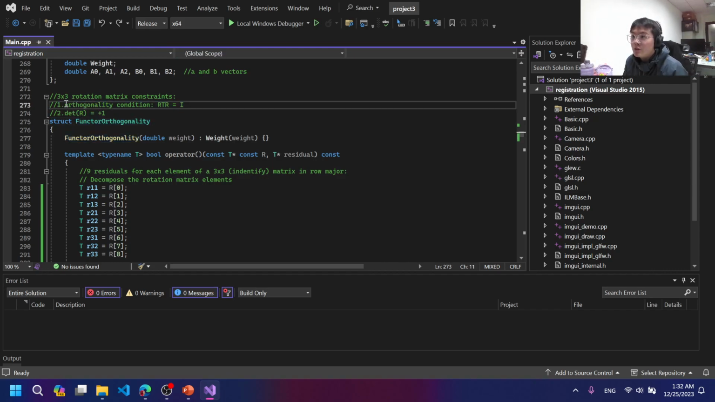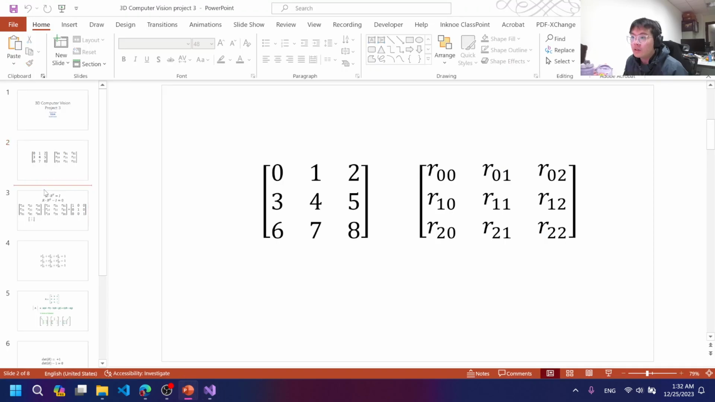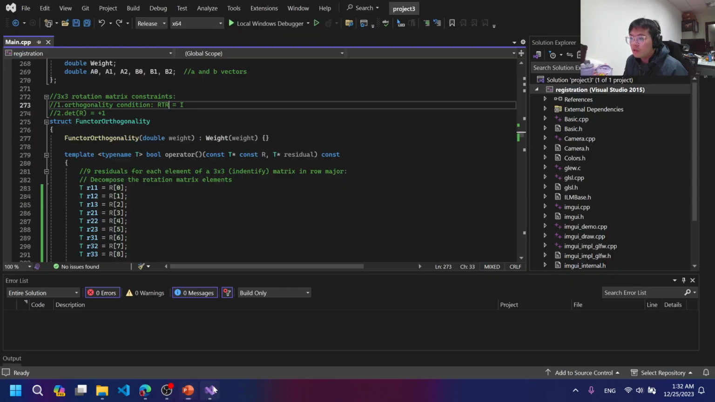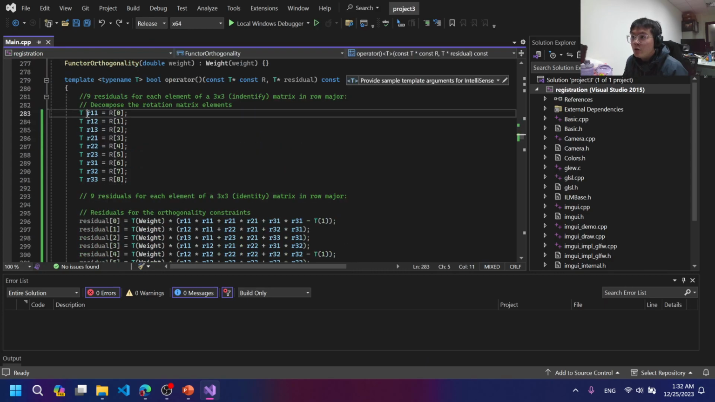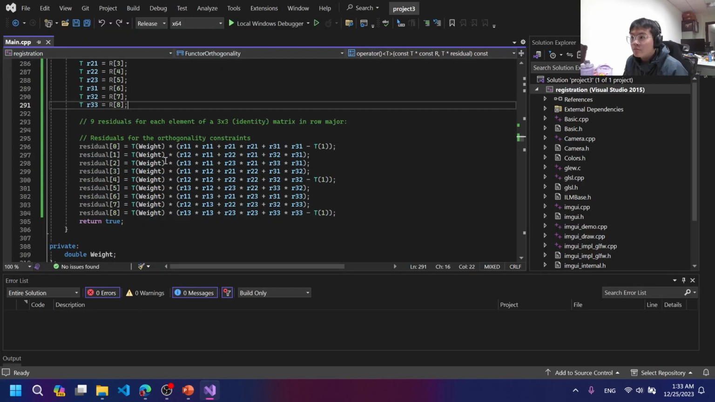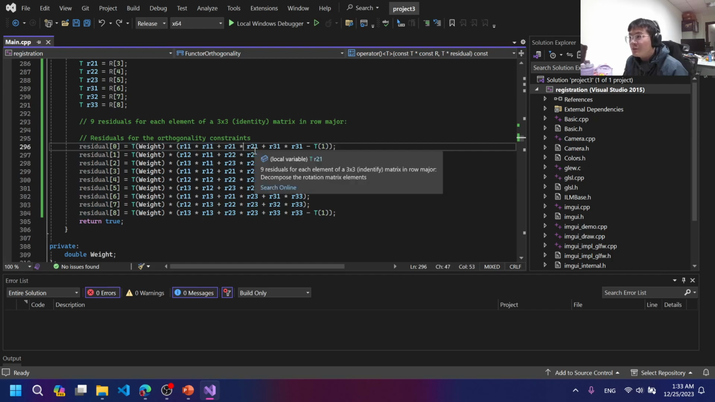The first one is the orthogonality condition, which is R transpose times R is equal to I. This is basically the formula which we have to apply over here. Again, I broke my code down into R11 and so on, so you can easily understand the structure. This is our rotation matrix R, and what I did is R11 into R11 plus R21 into R21.